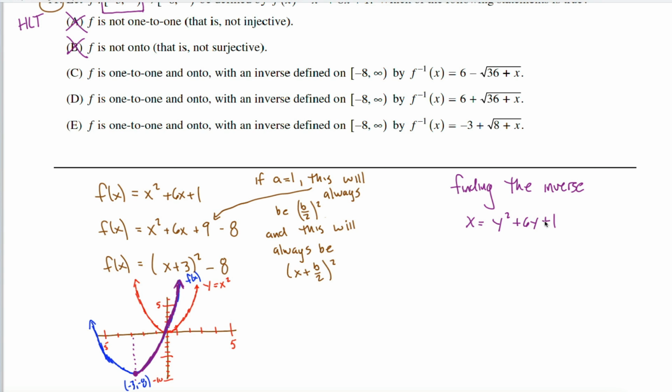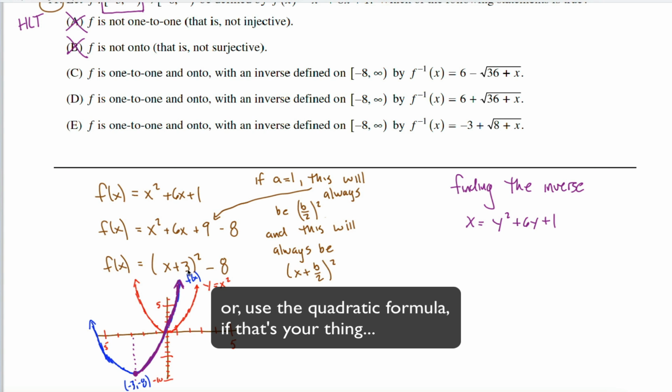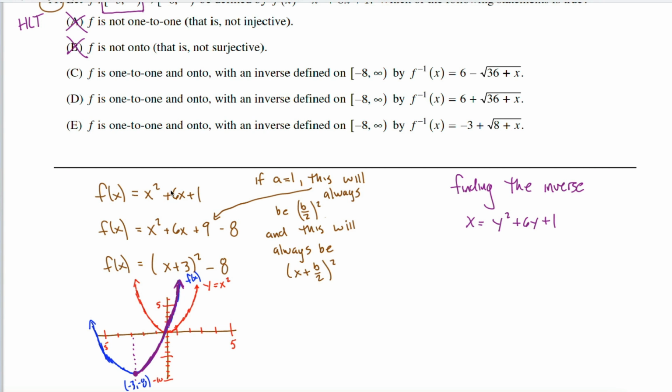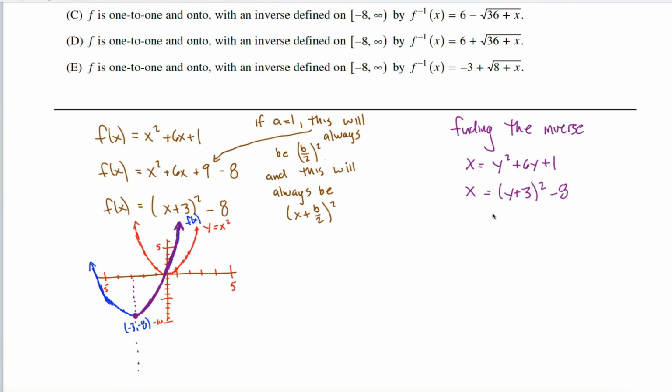Unfortunately, this is a hard equation to solve for y because I have multiple y's over here, one quadratic, one linear. Fortunately, the trick for solving this equation is something we've already done. It's this completing the square trick again. Rather than switch the x's and the y's in this form of the function, we should switch the x's and the y's in this form of the function and get that x is equal to y plus 3 squared minus 8. Solve this equation for y and you got the inverse.